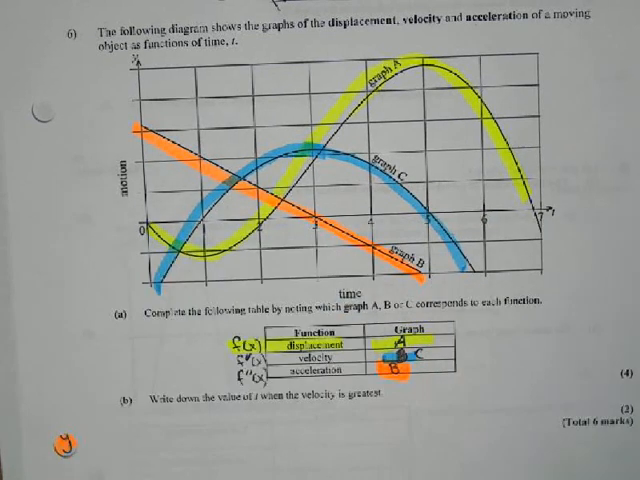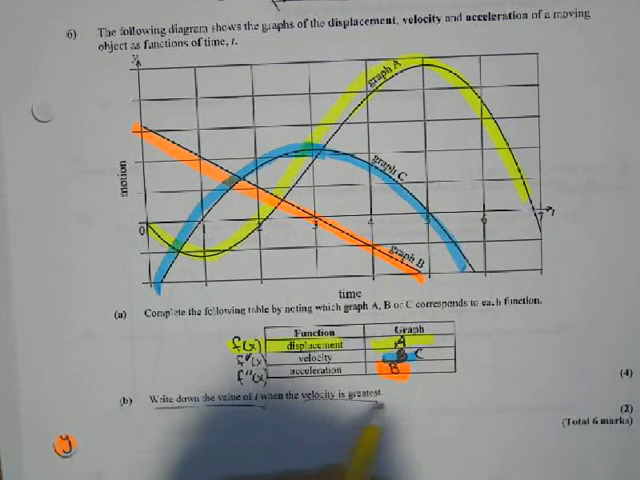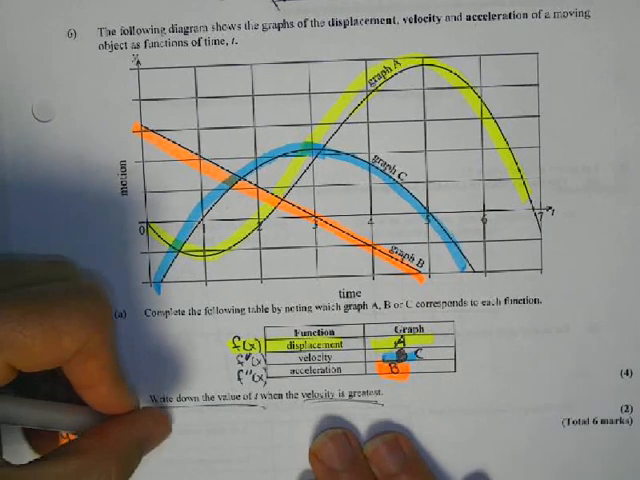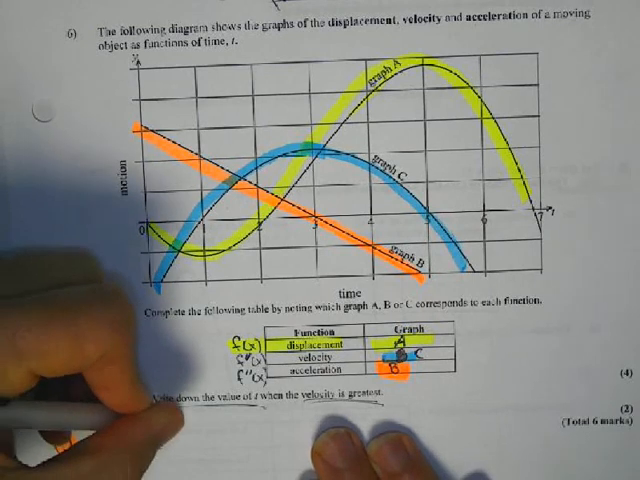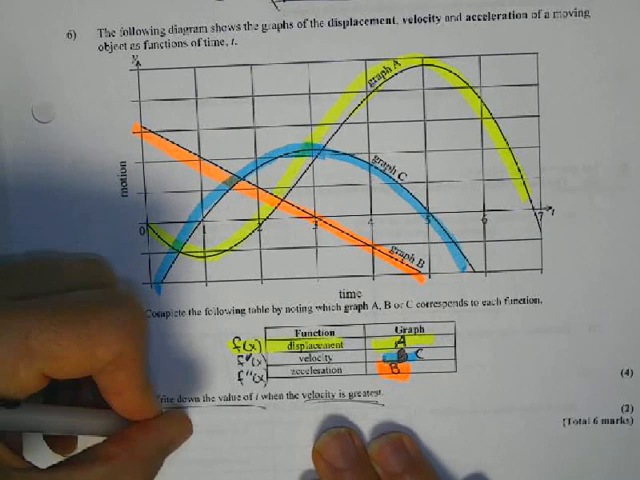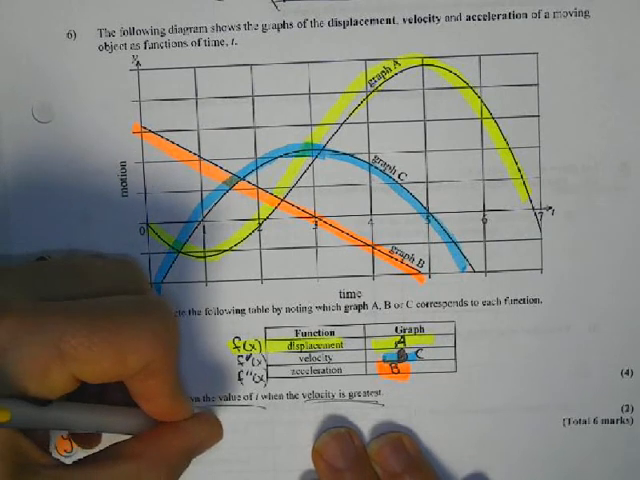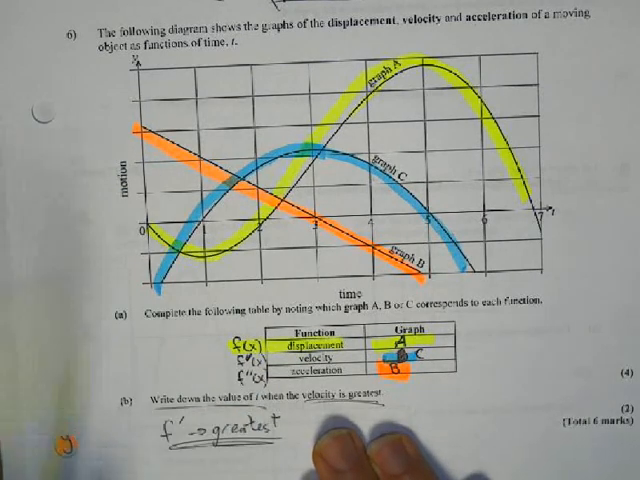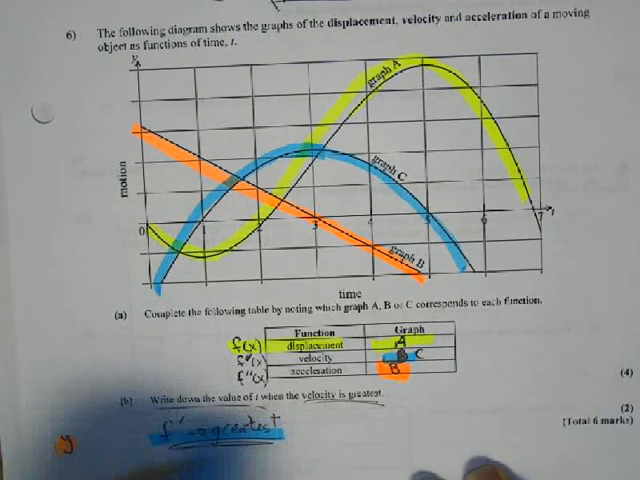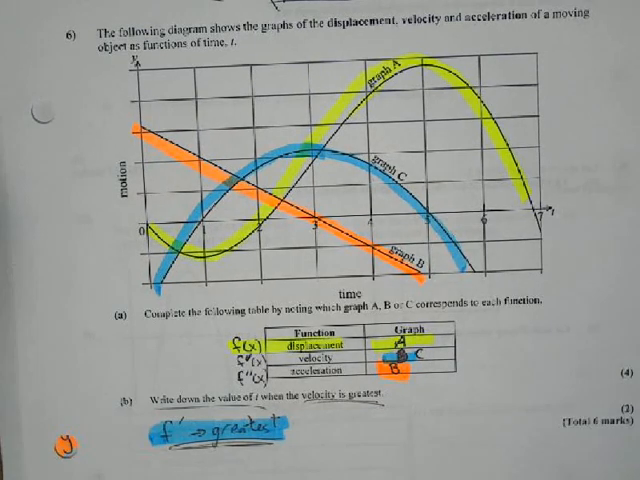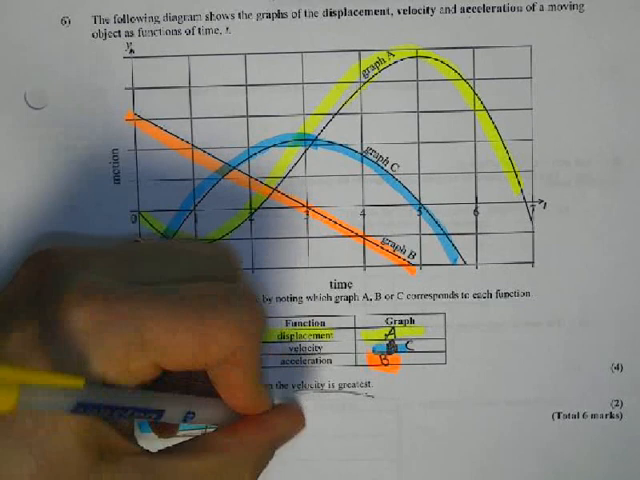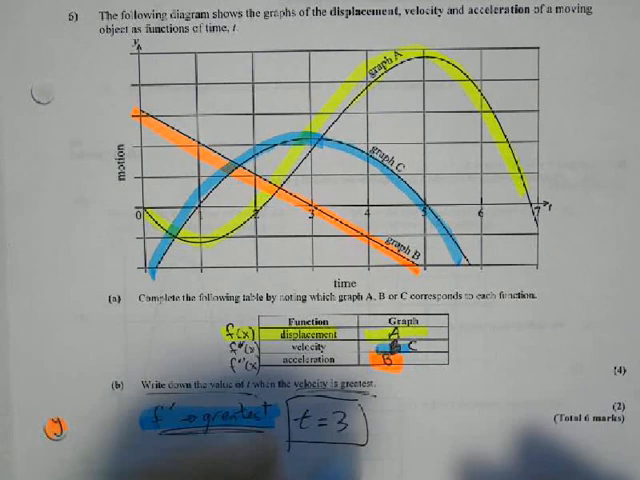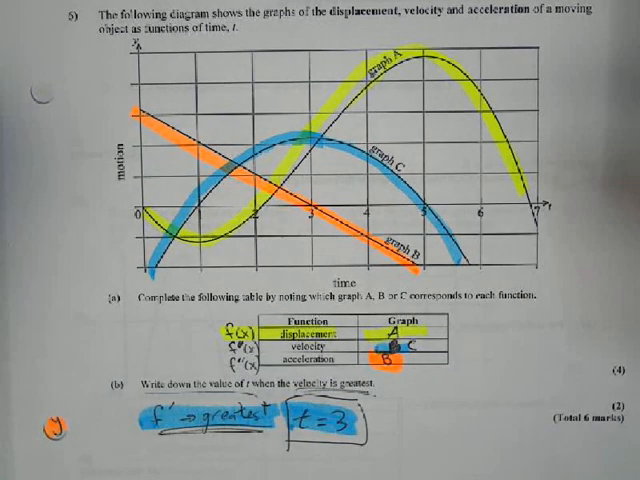Okay. Write down the value of t when the velocity is greatest. The velocity is greatest when the first derivative is greatest, right? And the first derivative is greatest when t equals 3. Okay. Next page.